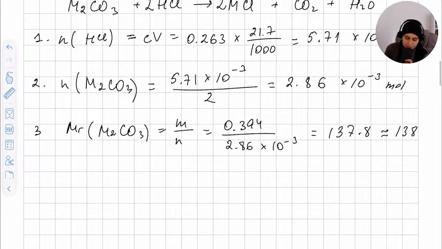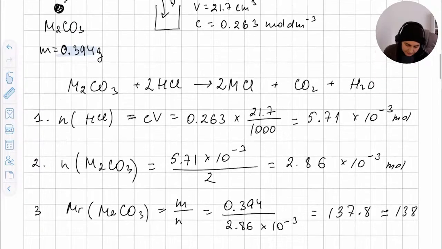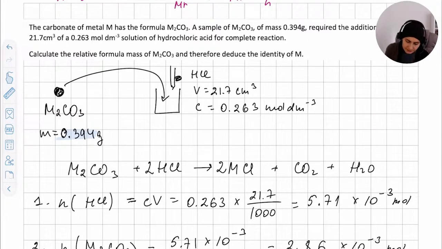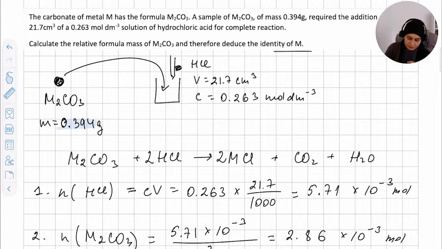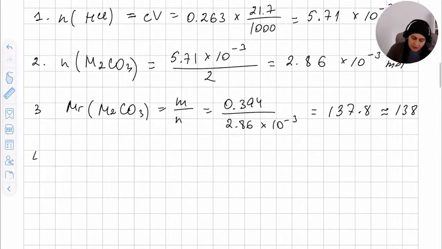And then what do we do? Then we need to find the molar mass of the metal, right? Relative formula mass we found. Therefore, to deduce the identity of metal M, what do we do? Let's say that the relative atomic mass of metal M is X. So we would have 2X, that's the molar mass of 2M, then plus 12, which is the molar mass of carbon.